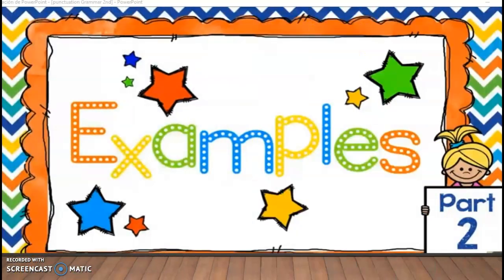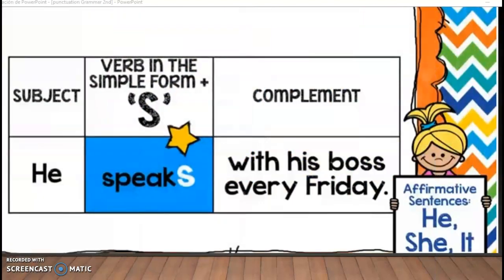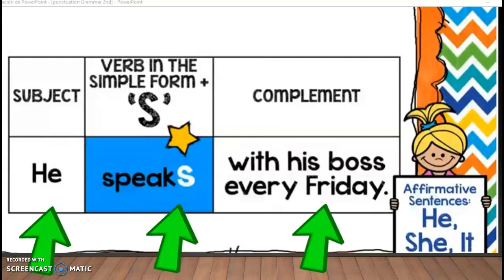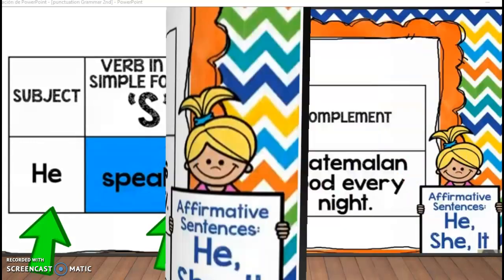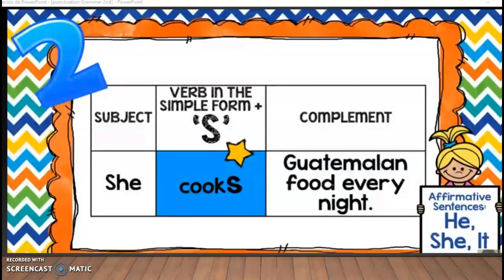Here we have some examples. Let's read together. The subject is he. He speaks with his boss every day. Speaks with a magic S. The subject is she. She cooks watermelon food every night. Cooks. She cooks.